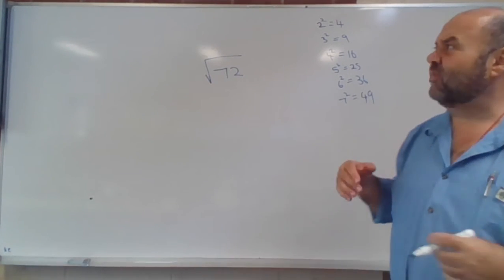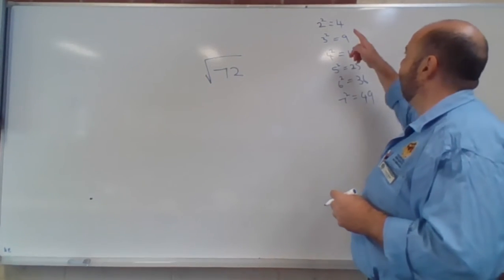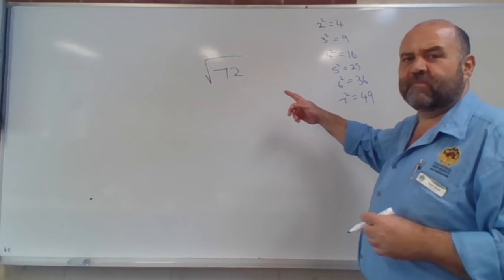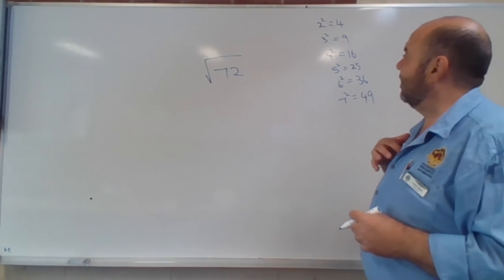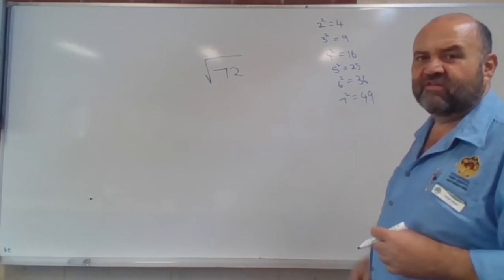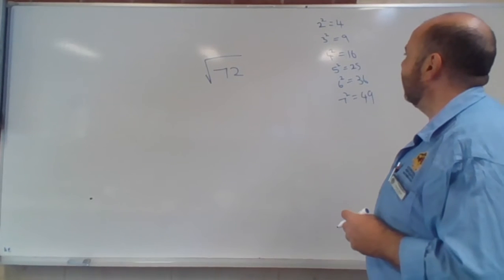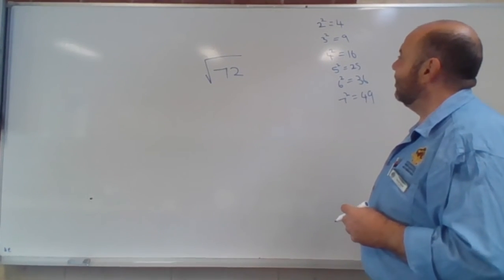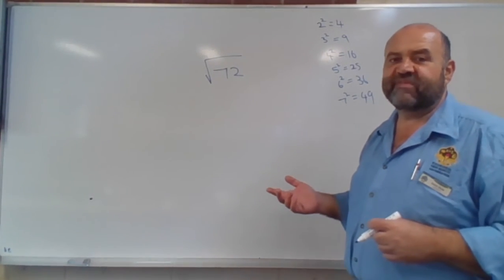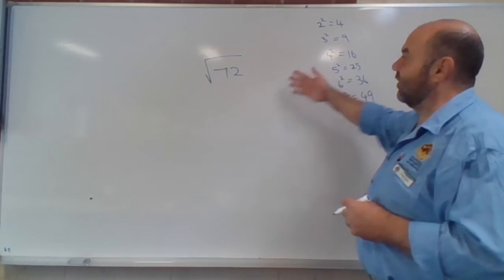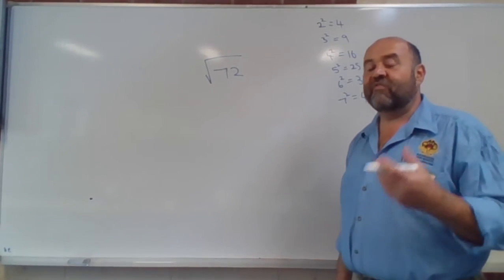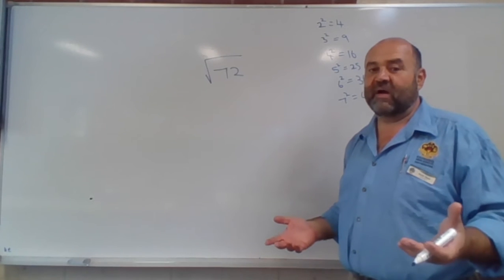Okay, so I might look and think, if 4 goes into 72, 4 goes into 72 18 times, right? Or I might look and go 9. Yep, 9 goes into 72 8 times. So there's 2 square numbers that go into 72. But I want to find the biggest square number.